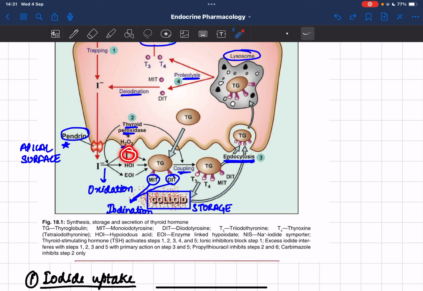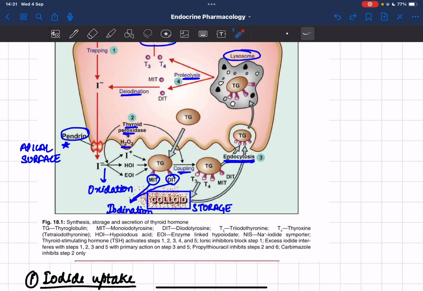Then this iodinium is mixed up with thyroglobulin. Once it is mixed up with thyroglobulin, that is known as iodination, because iodine is now attached. Thyroglobulin is iodinated. If one iodine is attached, it is known as monoiodotyrosine. This is the tyrosine molecule we were talking about, derived from the amino acid tyrosine. And if two I plus are attached, it is known as diiodotyrosine. So it's the formation of MIT and DIT.